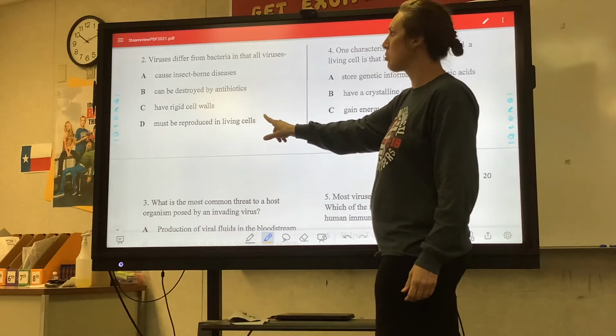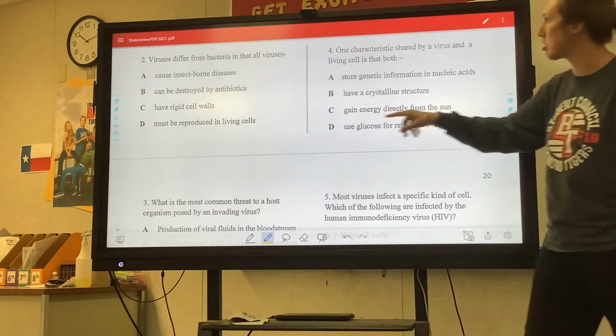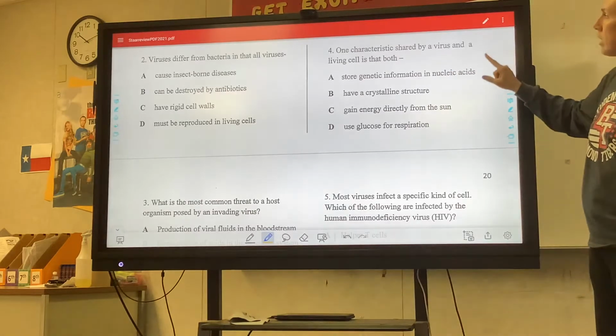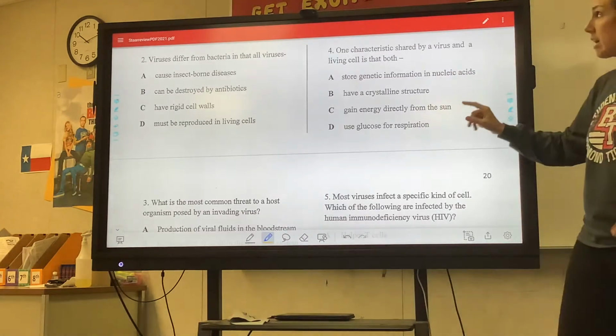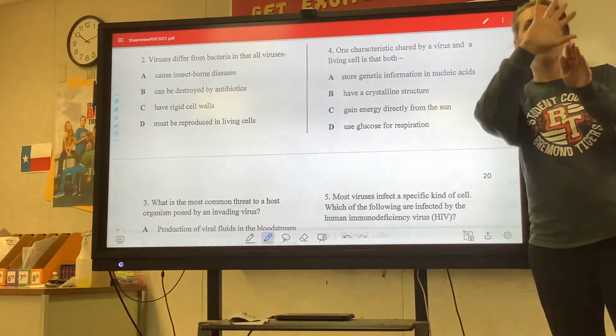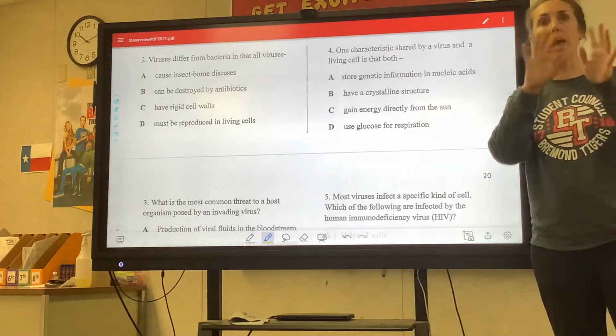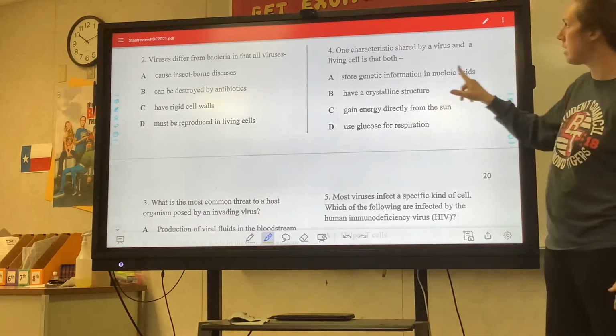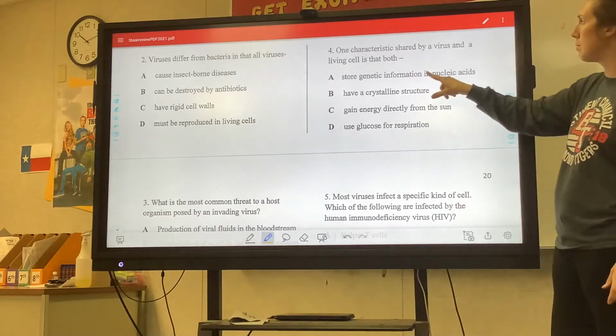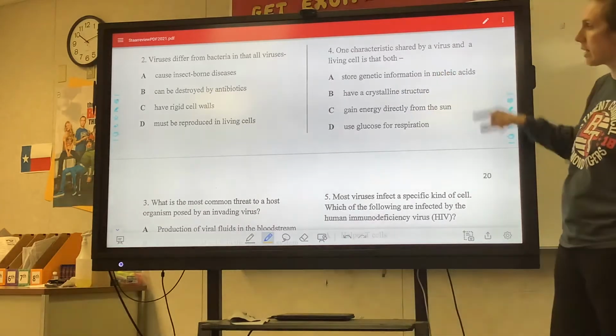D, good. Must reproduce in living cells because it has to have a host. Good. Number 4, one characteristic shared by a virus and living cells. So remember, if a virus only has nucleic acid and capsid, it's not the capsid, it's the nucleic acid. A, stores genetic information in the nucleic acid.